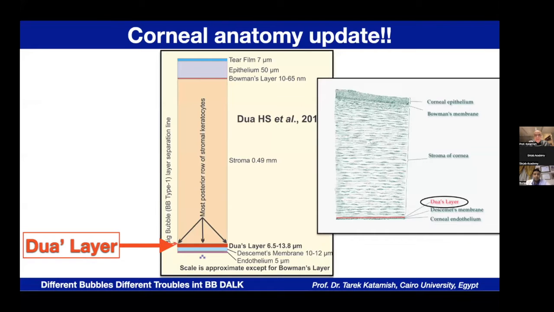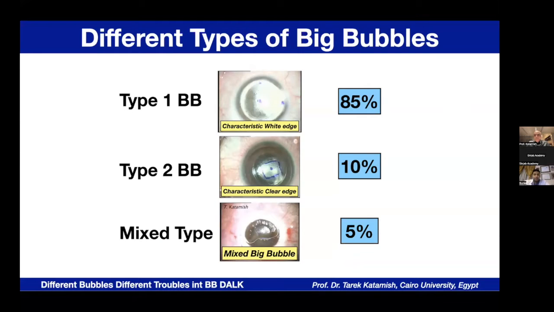As you see from the diagram, it is just in front of Descemet's membrane. That's why we call it the pre-Descemetic layer. As you see, it is just about 10 to 15 microns, which is the last layer of the stroma just in front of Descemet's membrane. So according to this new pre-Descemetic layer, or the Dua's layer, we have three types of big bubbles.